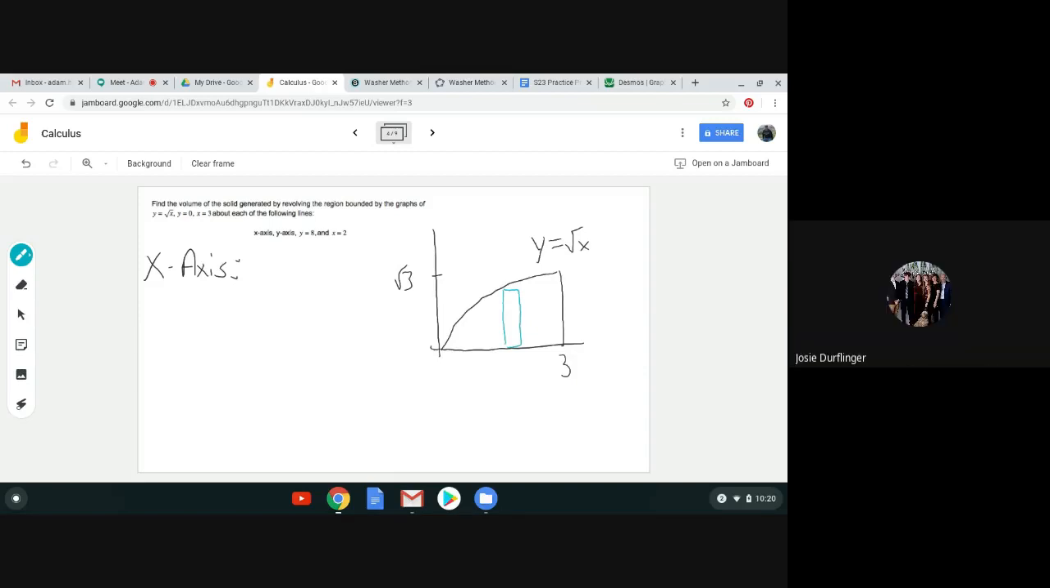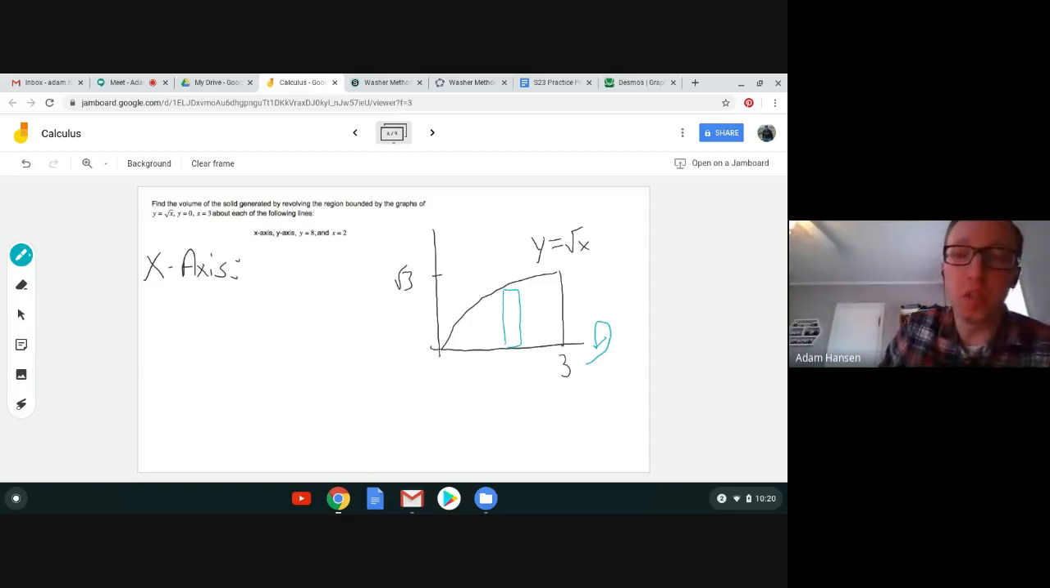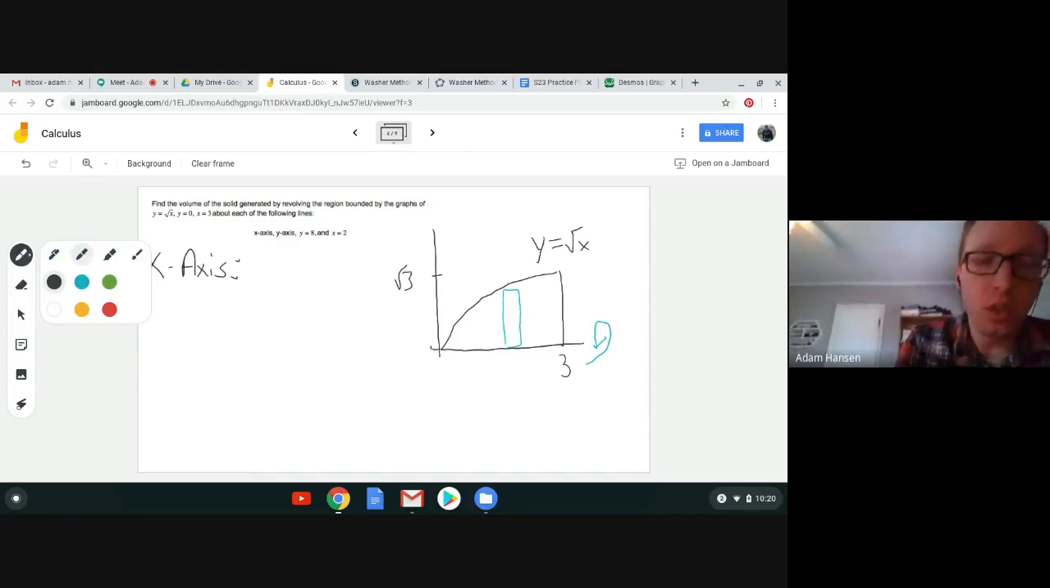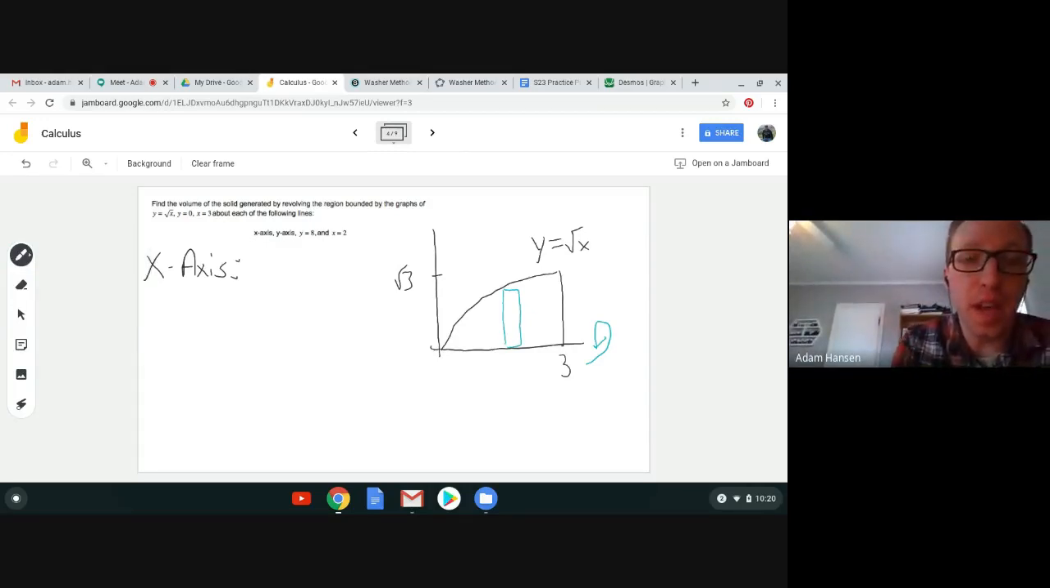Would you use the disk method since there's no gap? Absolutely. You would use the disk method. There is only one radius. And what is that radius? Well, it's got to be the square root of x. Good. Look for the gap. If there is a gap, washer. If there isn't, disk. Easy.